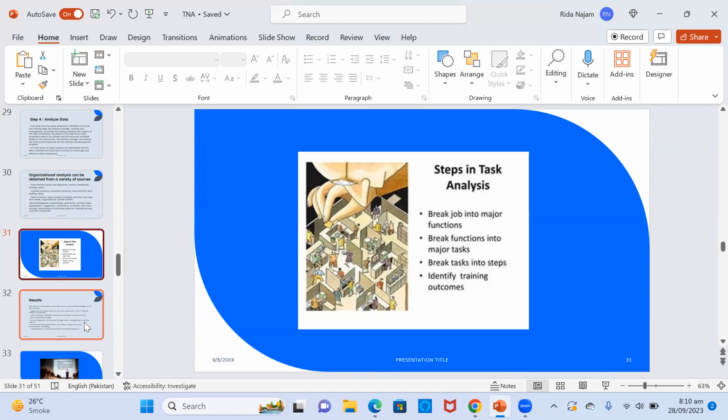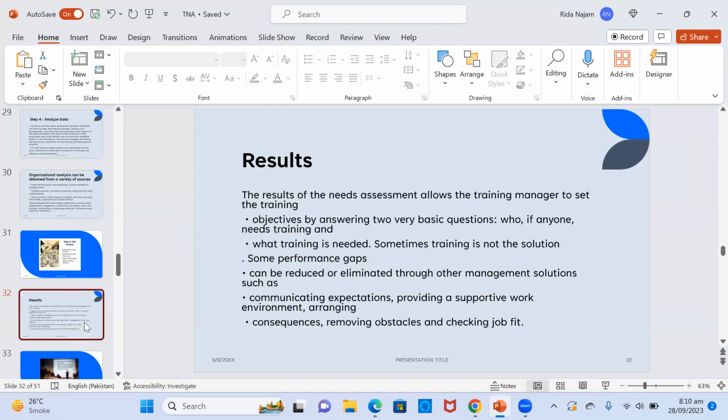Steps in task analysis. Break job into major functions, break functions into major tasks, break tasks into steps, and identify the training outcome. The results of the needs assessment allow the training manager to set the training objectives by answering two very basic questions. Who, if anyone, needs training and what training is needed?